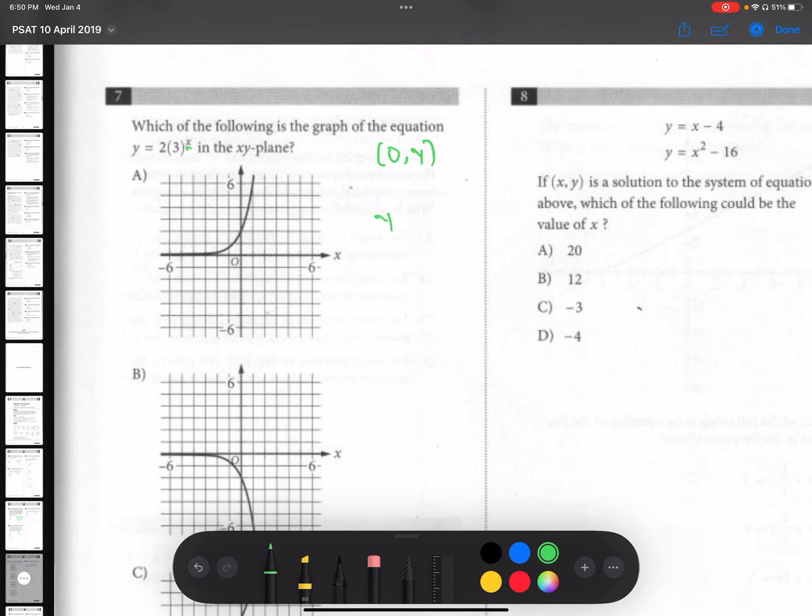So that means that y is equal to 2 times 3 to the power of 0. 3 to the power of 0 is 1. y is equal to 2 times 1, and y is equal to 2. So that means our y-intercept is (0, 2).